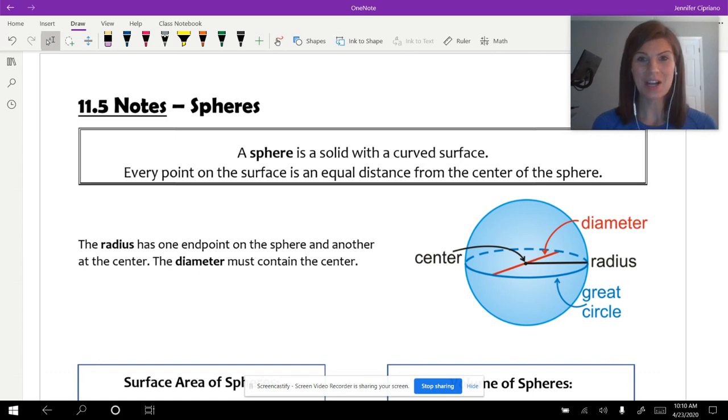Hey everybody. So I am on page 12 of your packets. This is the very last, very short section in your solids packet. We're going to talk about spheres real quick.